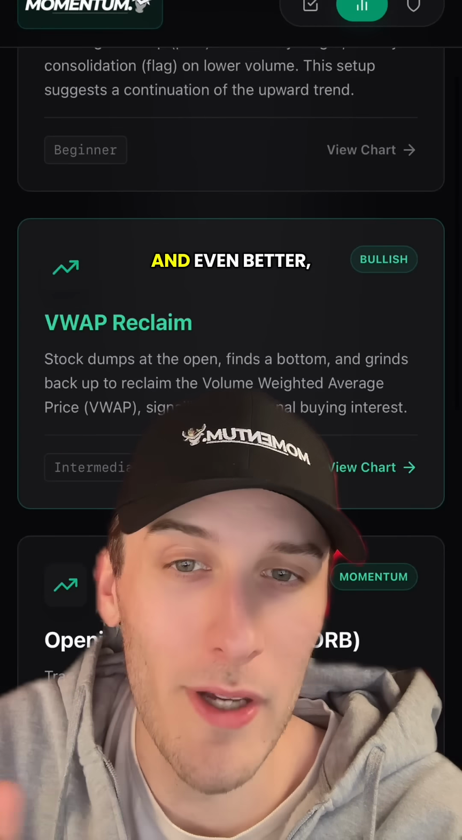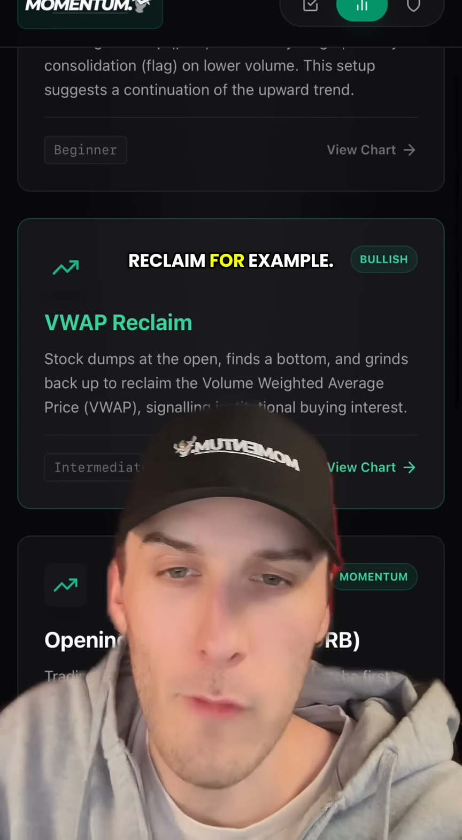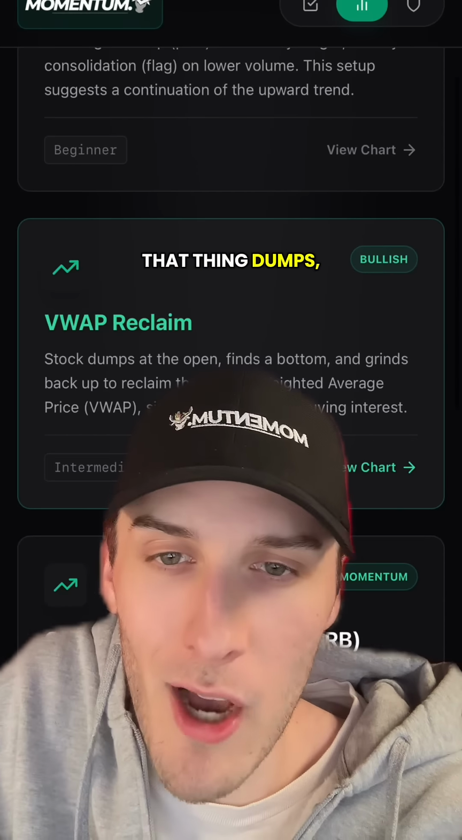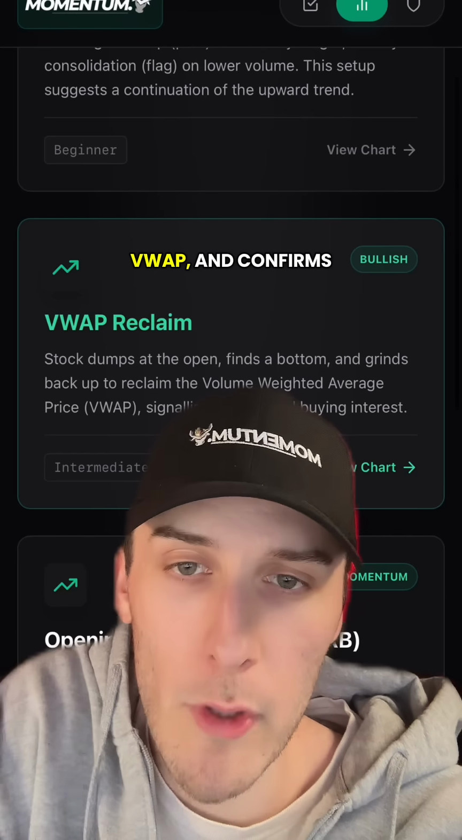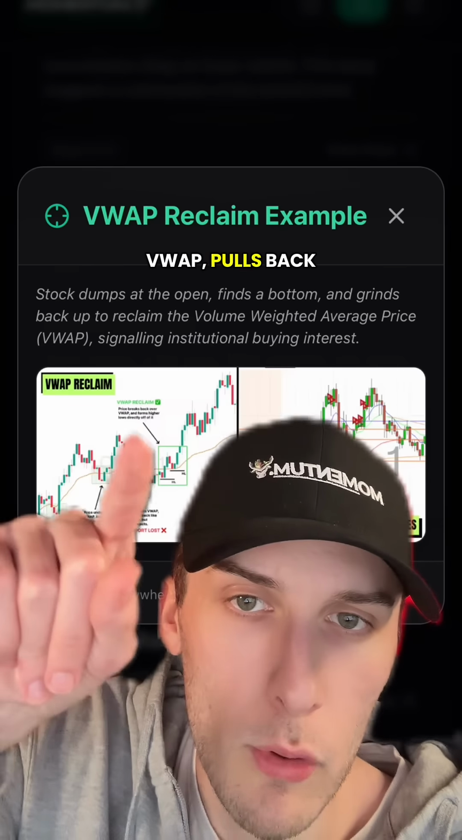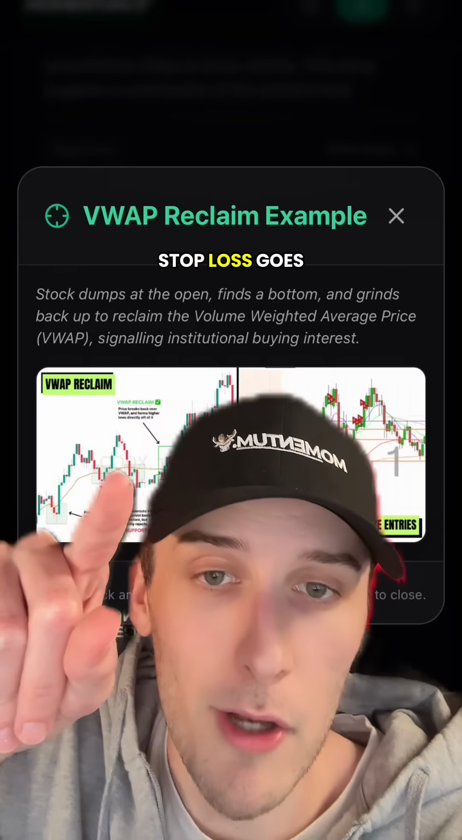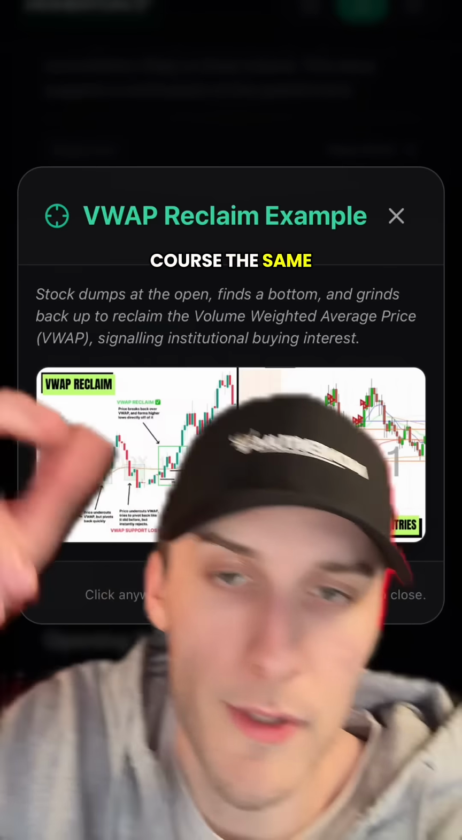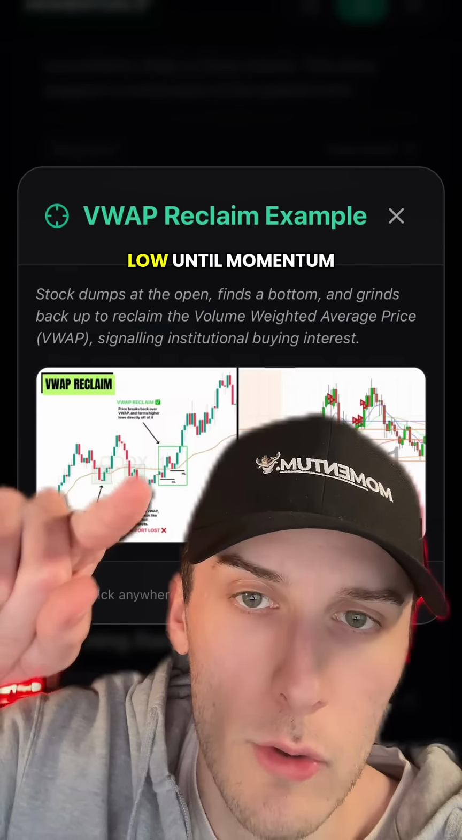Next up, number 2, and even better, is VWAP reclaim. For example, you come into market open, that thing dumps, then it quickly reverses, gets back above VWAP and confirms off that pullback. Just like you see in our example here, price hops over VWAP, pulls back and confirms off of VWAP, stop loss goes right there under VWAP, and then of course the same thing applies, trail stops off the 1-minute low until momentum dries.